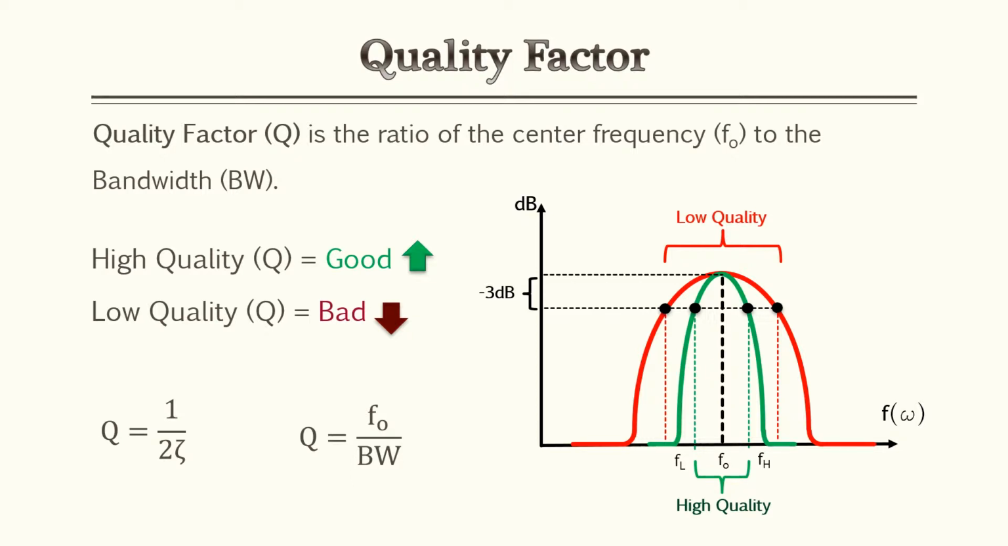That means your cutoff frequency is going to be exactly where you want it and your bandwidth is very narrow. So the higher the quality, the better the circuit, the better the design. The lower the quality, the worse. And you can calculate your quality by determining your center frequency divided by your bandwidth, or you can determine your quality by 1 over 2 times your damping ratio.